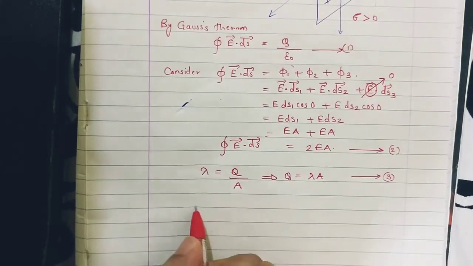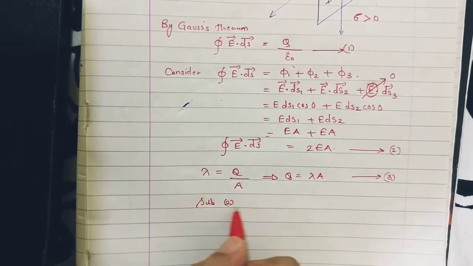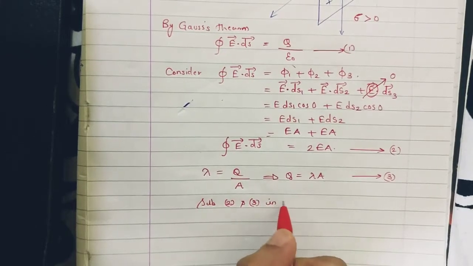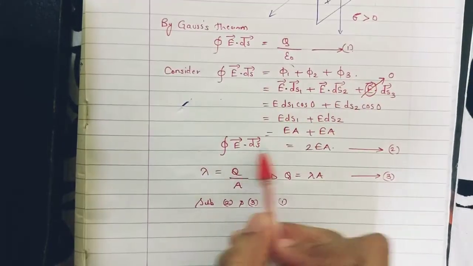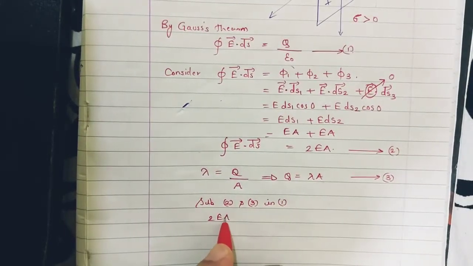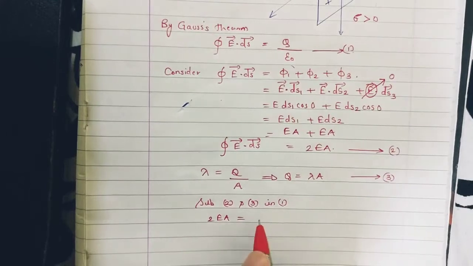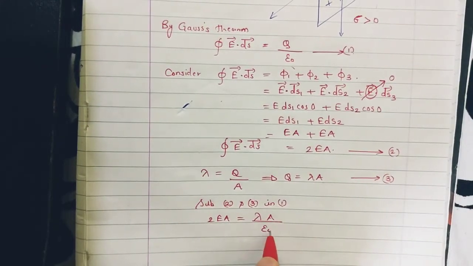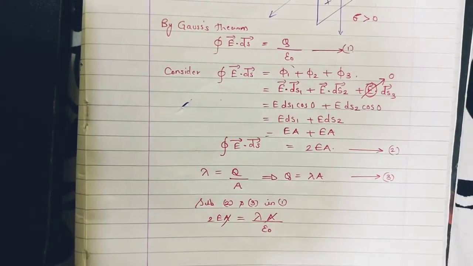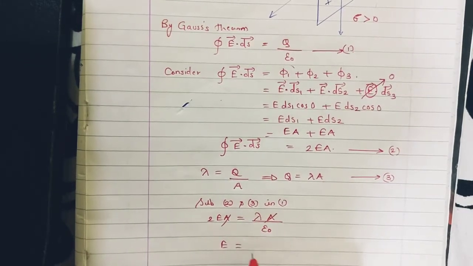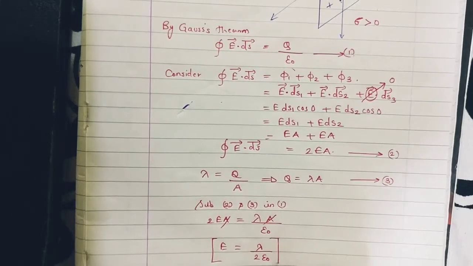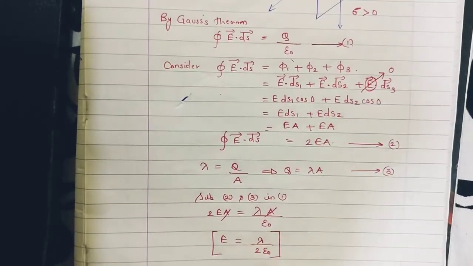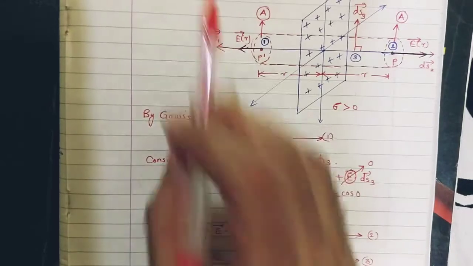So what is the third step? Substitute 2 and 3 in equation 1. So what do we get? E dot delta S we have found out as 2EA, which will be equal to Q, which we found out as lambda into A upon epsilon naught. So A and A will get cancelled. So from here E will be equal to lambda upon 2 epsilon naught. So this is the equation for the electric field due to a uniformly charged infinite plane sheet.